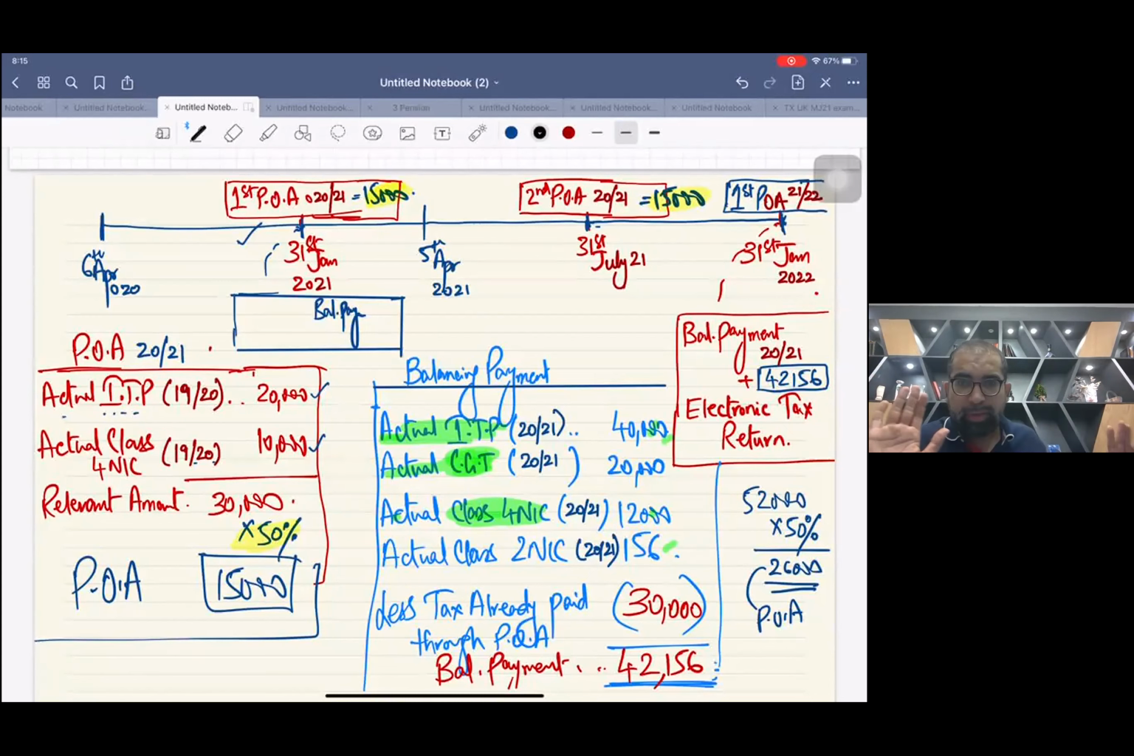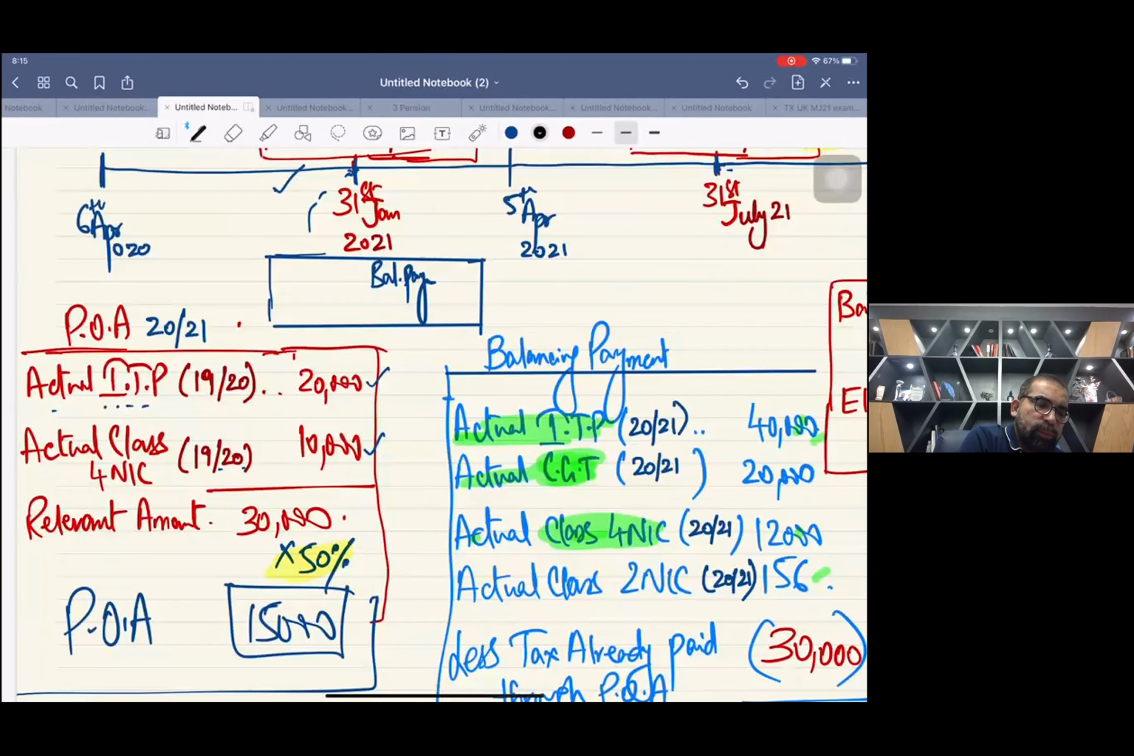Normally, first, let me tell you the normal rules. Payment on account is calculated with reference to last year. For example, if you need to calculate payment on account for 2021, you need to use the data for 1920, right? 2021 POA is calculated on the basis of 1920 data.